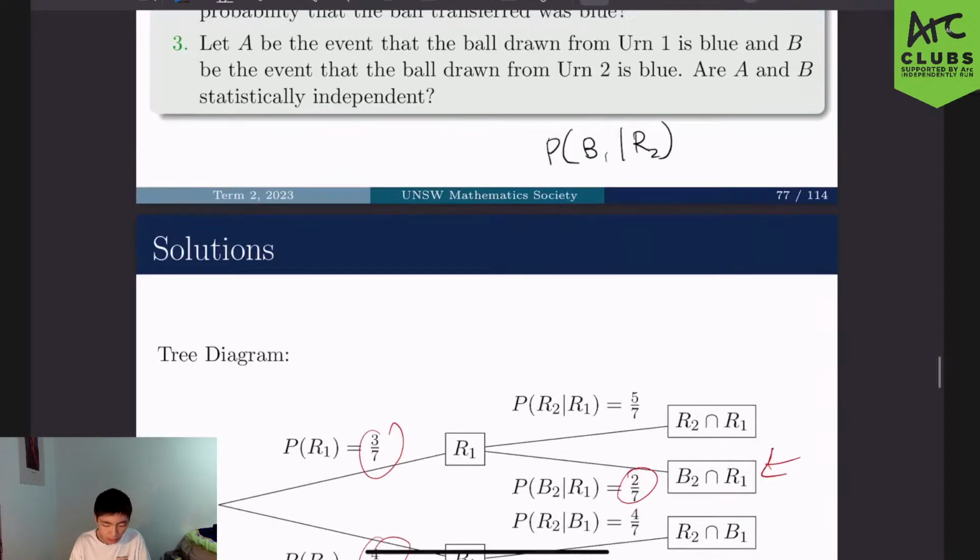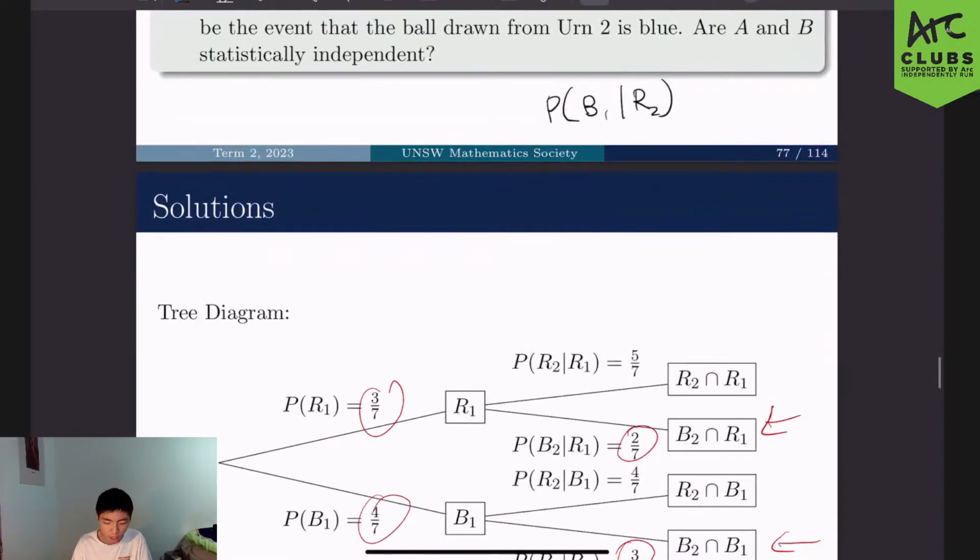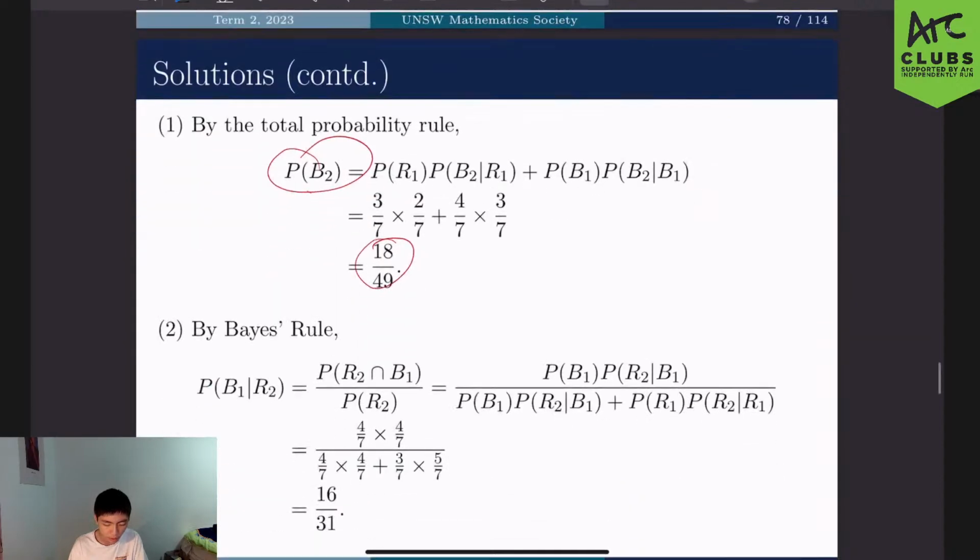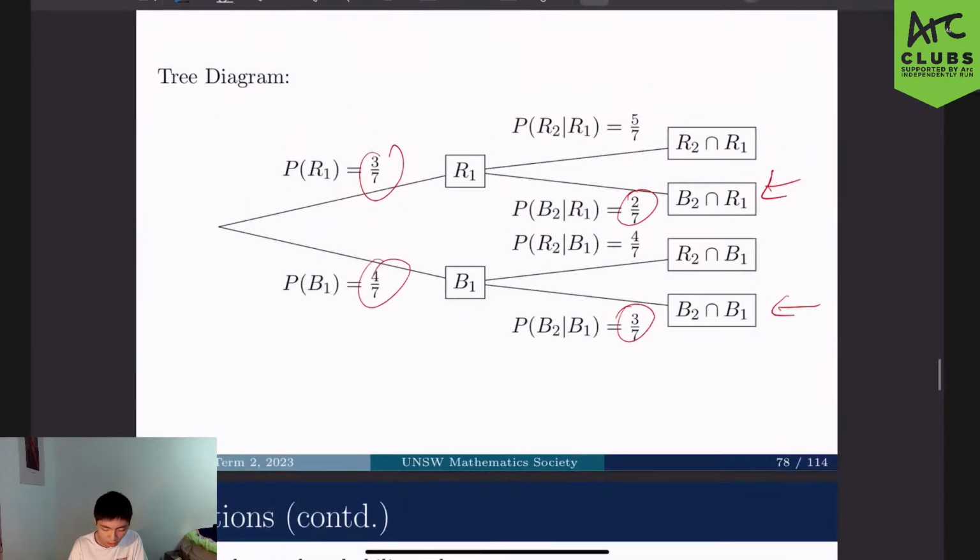Now, this probability would be hard to find because this is in the wrong order, right? Because we're looking for the thing that happened first, given the thing that happened second. So how we would approach this is to use Bayes' theorem, or the formula that we used just previously, and we are able to express this in terms of R2 and B1, which we can find easily by doing this branch. So R2 and B1.